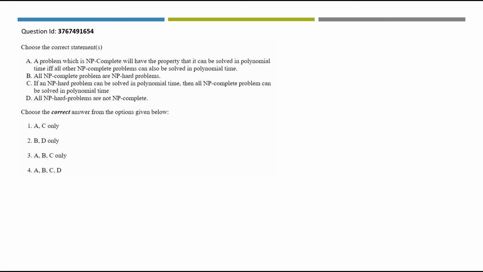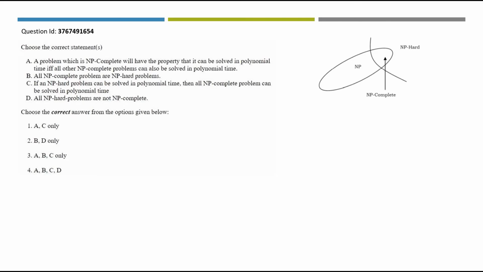Next question, choose the correct statements. A problem which is NP complete will have the property that it can be solved in polynomial time if and only if all other NP complete problems can also be solved in polynomial time. All NP complete problems are NP hard problems. If an NP hard problem can be solved in polynomial time, then all NP complete problems can be solved in polynomial time. All NP hard problems are not NP complete.